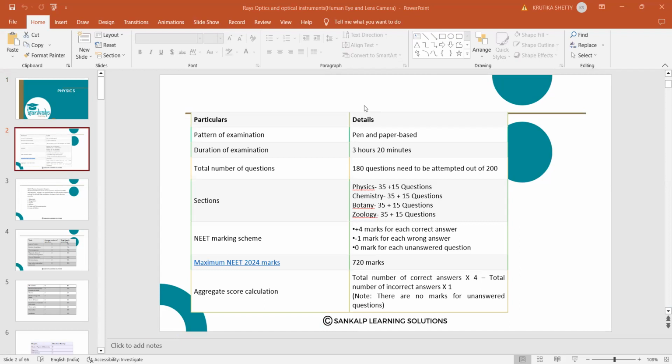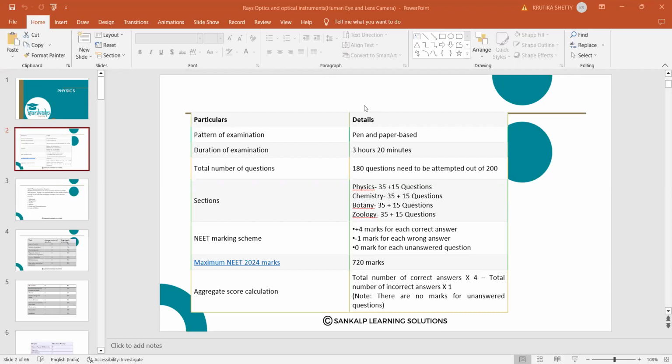Then you have the sections like physics, chemistry, botany and zoology. In physics, you will get 35 questions plus 15 questions. So out of 50, you need to answer 45. It is the same with chemistry, botany as well as zoology.